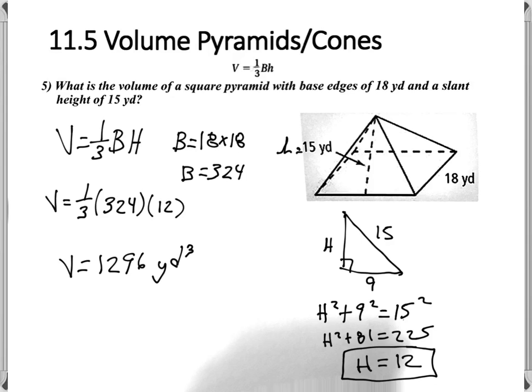So once you've conducted the Pythagorean theorem, h squared plus 9 squared equals 15 squared, you get your height to be 12. Then you calculate your base area using 18 times 18, since it's a square, you get 324. So your volume formula becomes 1/3 324 times 12, which gives you a volume of 1,296 yards cubed.